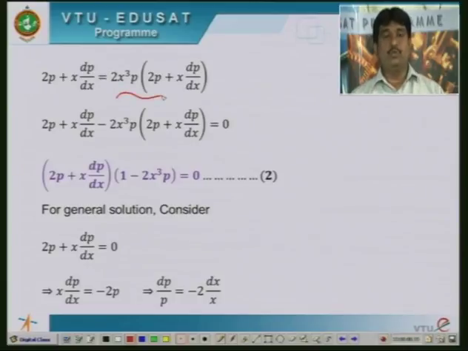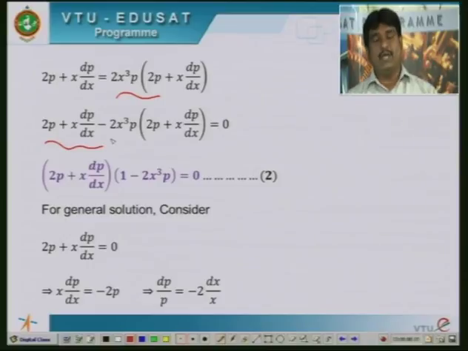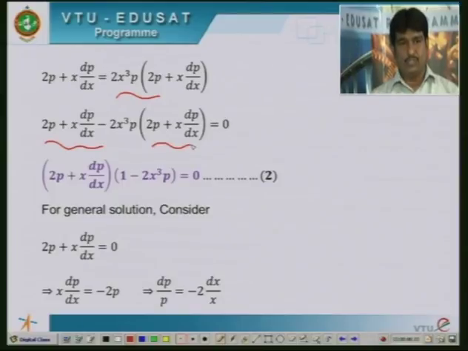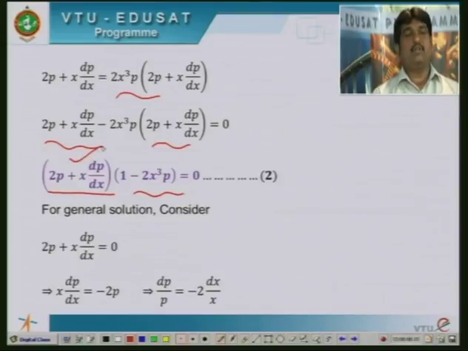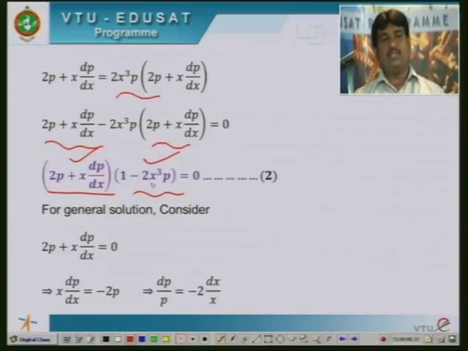Transfer 2x cube p into 2p plus x dp by dx to the left hand side to get 2p plus x dp by dx minus 2x cube p into 2p plus x dp by dx equals 0. Now collect the 2p plus x dp by dx term to get 2p plus x dp by dx into 1 minus 2x cube p equals 0. So this is a term containing a derivative term. This is free from derivatives. So if you equate the first factor to 0, you will get the general solution. And from the second one, 1 minus 2x cube p equals 0, you get the singular solution.